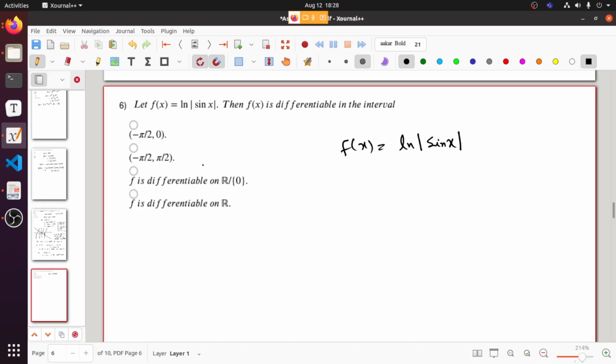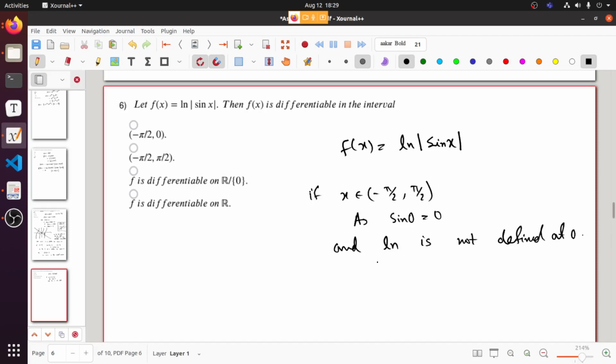So just note that you can simply eliminate some of the options where the log is not well defined. The first one is only the interval minus pi by 2 to 0. At the point 0 it's not given, so the first one is fine. Then the second one: if x belongs to this region minus pi by 2 to pi by 2, then 0 is here, right? But sin 0 is 0, so log is not well defined. As sin 0 is 0 and ln is not defined at 0, f will not be defined, and as it is not defined, it will not be differentiable there, right? So the second option is wrong.